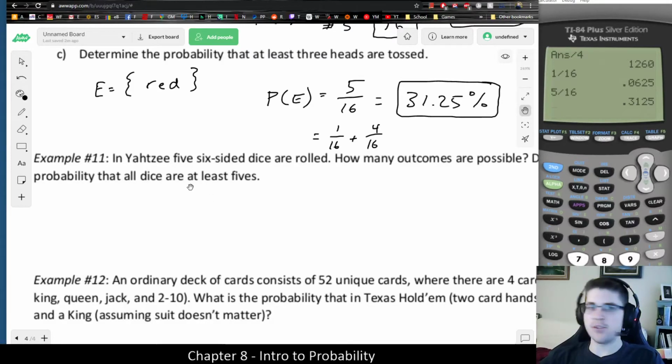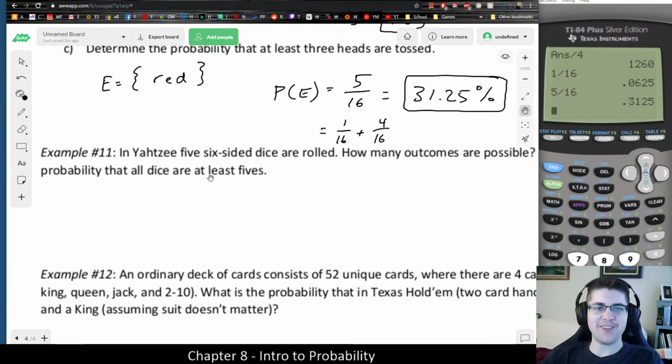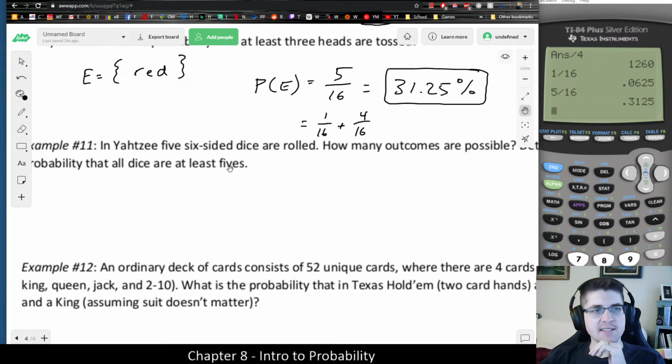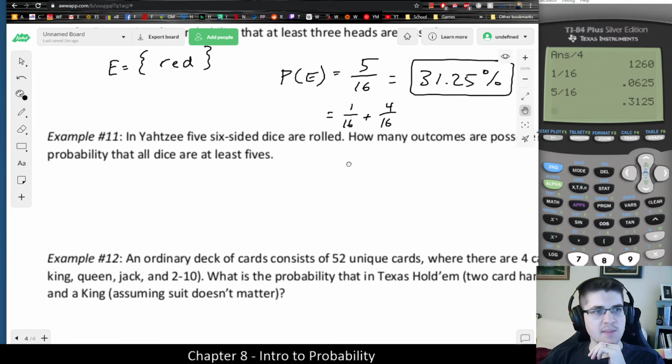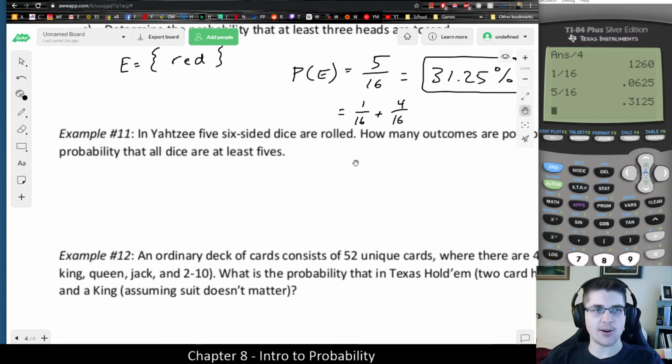Let's look at example number 11, which is a little bit harder, but a very similar probability question. It says in Yahtzee, 5 6-sided dice are rolled. How many outcomes are possible? Determine the probability that all dice are at least fives.